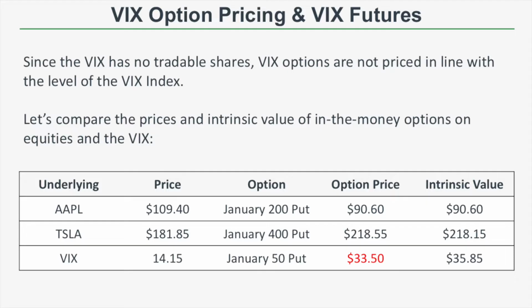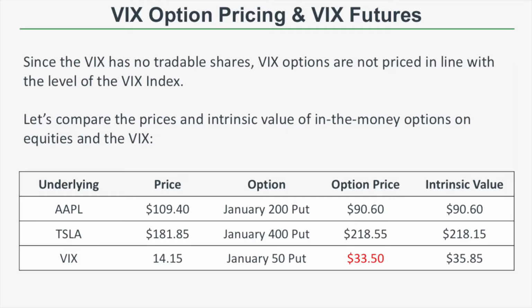So let's start with Apple. Let's say Apple's trading at $109.40, and we look at the January 200 put, so the extremely deep in the money put. The options price in this case was $90.60, and the intrinsic value of that put is $90.60, so no problems there. Now Tesla is trading for $181.85, so looking at the January 400 put, the options price is $218.55, while its intrinsic value is $218.15. So again, no problems there. The options price is trading for more than its intrinsic value.